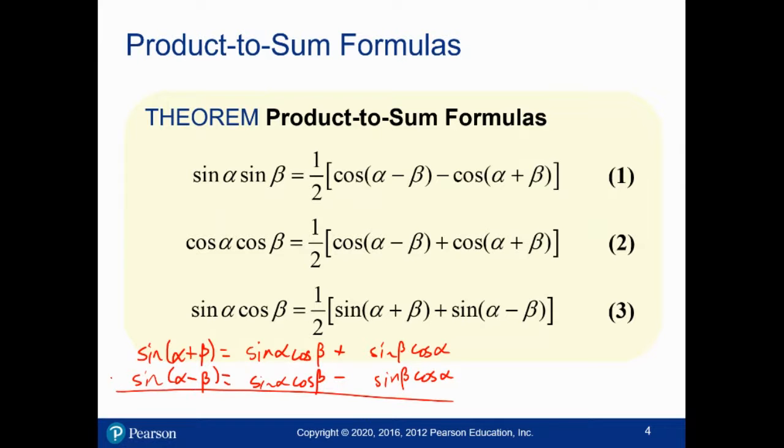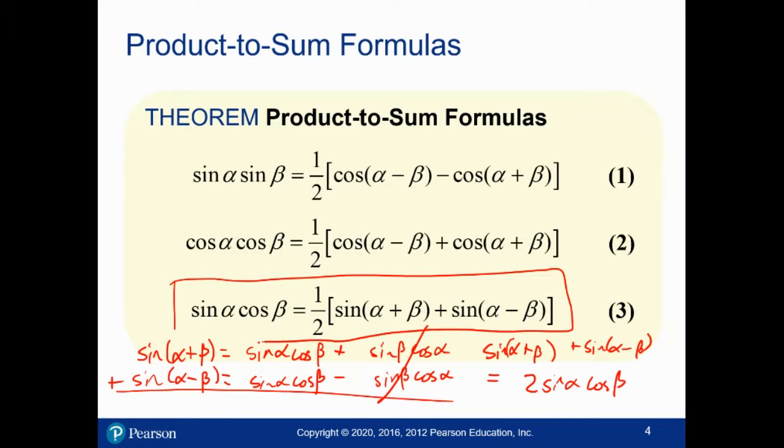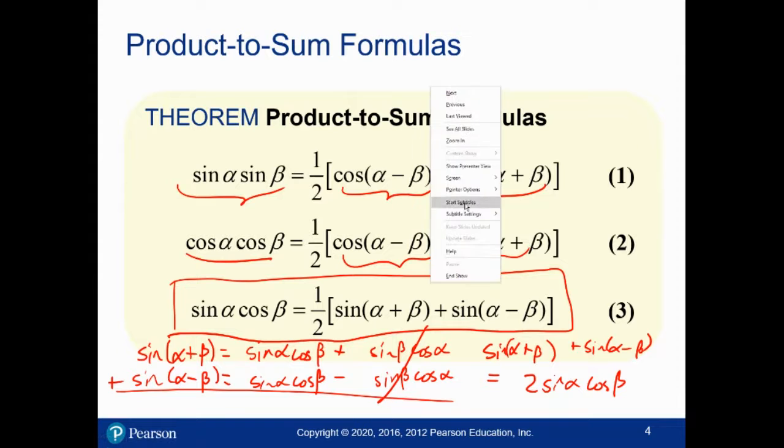So what happens if I add these two things together? Well then, you get sine of alpha plus beta plus sine of alpha minus beta on the left, and on the right, these two terms cancel and you get 2 sine alpha cos beta. And now if I divide by 2, we get exactly this. So very similarly, if you use the sum and difference formulas for cosine, if you add these together, you'll end up with this term. If you take the difference, you'll end up with this term. And then you just have a factor of 2 that you divide out.